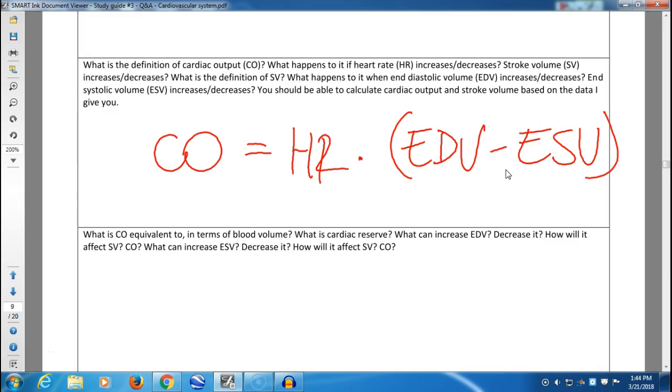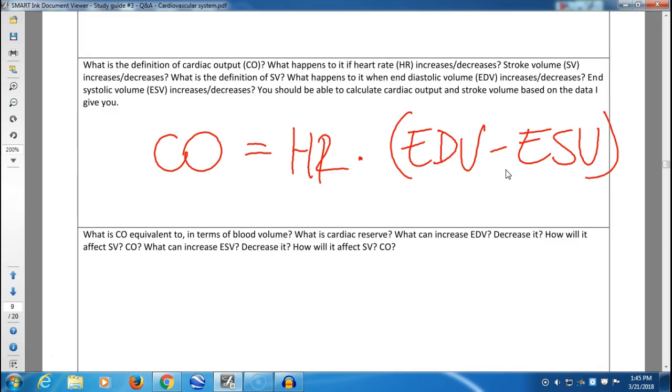If you know this, cardiac output equals heart rate multiplied by the stroke volume, which is the difference between end diastolic and end systolic volume. You find cardiac output is equivalent to the volume of blood pumped in a minute, right? That's the definition of cardiac output. What's the cardiac reserve? Difference between the maximum cardiac output and resting cardiac output. Does that make sense? Okay, that's as far as it goes.